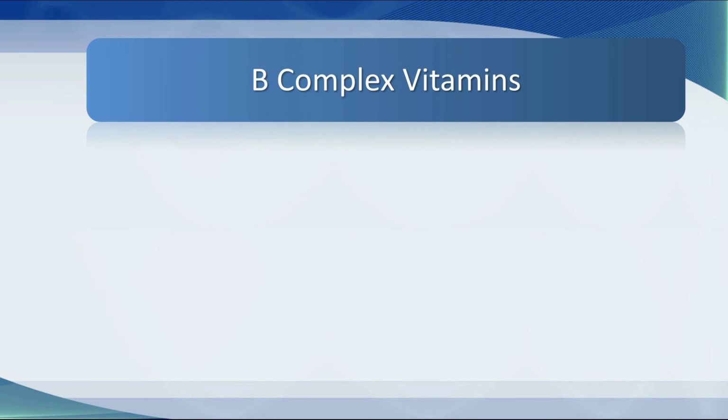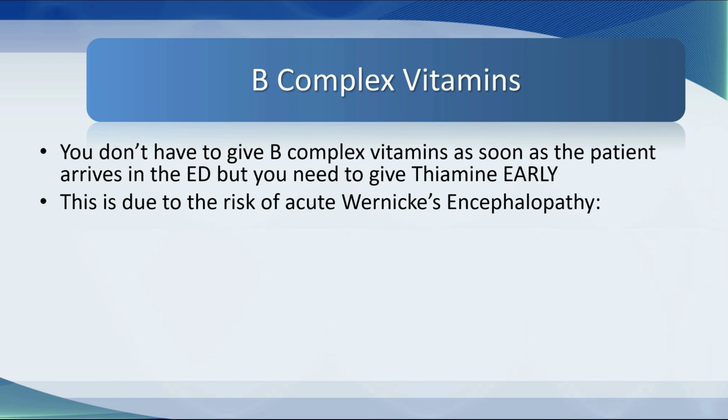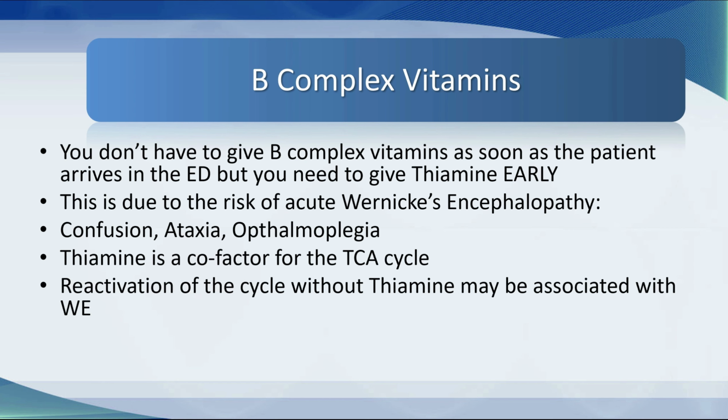You don't have to give B complex vitamins as soon as the patient arrives in the ED, but you do need to give thiamine early, and that's due to the risk of acute Wernicke's encephalopathy, characterized by confusion, ataxia, and ophthalmoplegia. Thiamine is a cofactor for the TCA or Krebs cycle, and reactivation of the cycle without thiamine may be associated with Wernicke's.